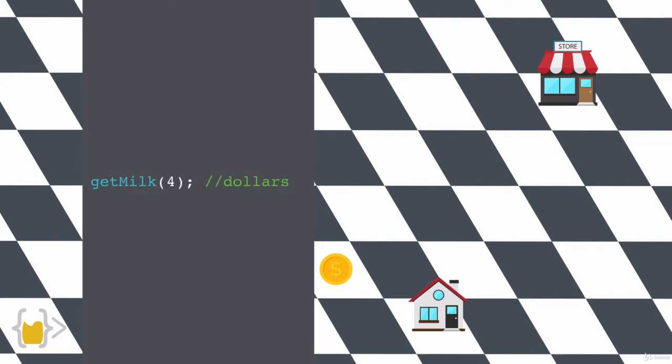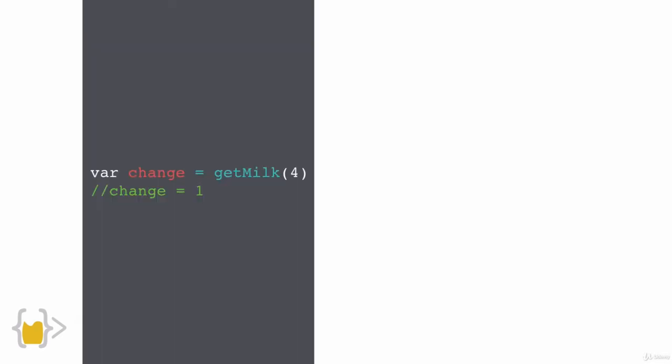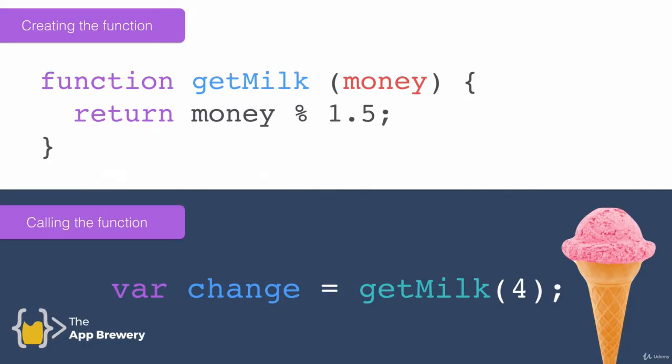And that $1 of change is the output from this function, which we can bind to a variable called change. So for example, we can say variable change is equal to the outcome of the function getMilk with an input of 4. And change will equal 1. Because remember, each bottle of milk costs 1.5, so $4 only gets you 2 bottles of milk, which costs $3, and that gives you a remainder of 1. So now the output of this entire function is equal to 1, and that gets assigned as the value to the variable change.